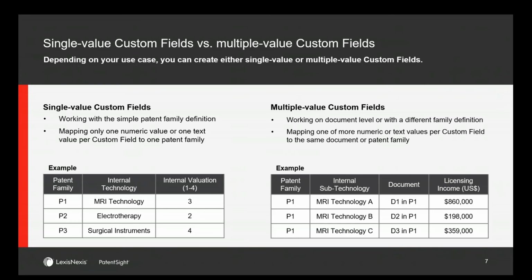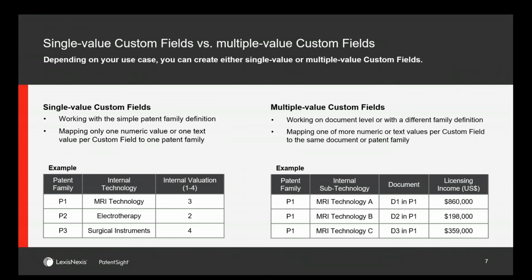One example would be here. We are looking at exactly the same patent family P1, right? In each of these rows we see here we have P1, P1, and P1 again. And P1 belongs to 3 internal sub-technologies. It belongs to MRI technology A, B, and C. And furthermore, we make a subdivision into the documents of P1. So we might have a document 1, a document 3, a document 4, etc. And each of these documents might be associated with a certain licensing income. Here are just examples of how much these bring.